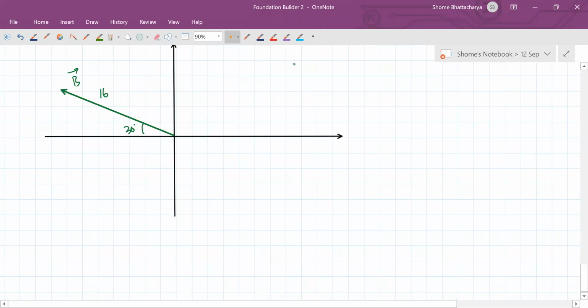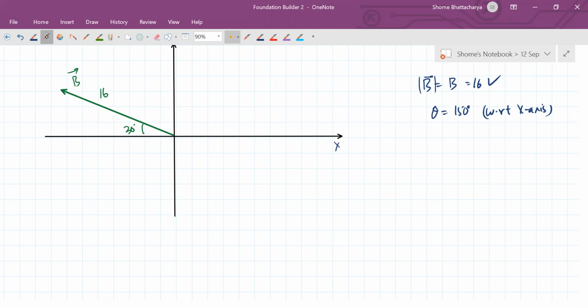So now you can see that if I strictly go by the formula method, the magnitude of B is 16. But what about the angle with the x-axis? The angle with the x-axis will be 150 degrees with respect to x axis, because मेरा पॉजिटिव एक्स एक्सिस का डायरेक्शन कौन सा है, ये वाला है. So you have to be careful. You have to give the direction with respect to the x axis. So this is the theta for B. It is 150 degrees.